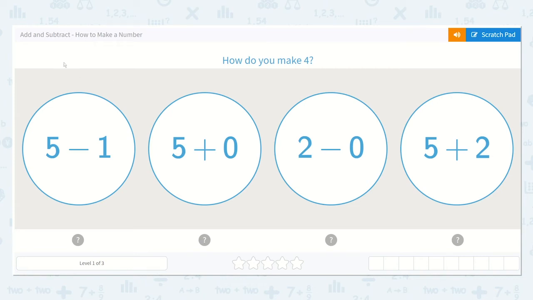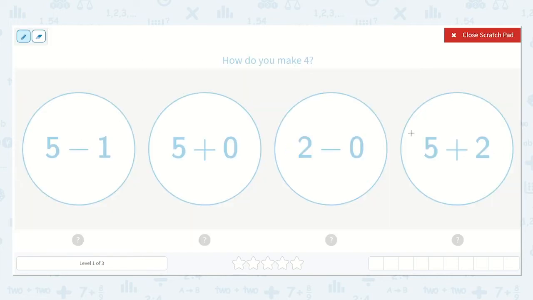Let's work on the next lesson, add and subtract, how to make a number. So they ask us, how do you make 4? So let's see which of these expressions would make 4. So I see 5 minus 1.